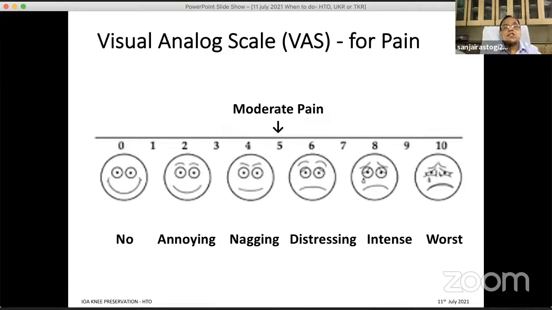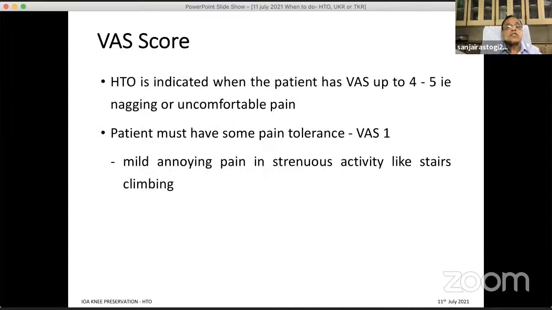Now we are treating these patients for pain. It is like treating blood pressure without measuring blood pressure, treating diabetes without finding blood sugar. So we must evaluate what the pain is, which is very simple. In the VAS score, 0 is no pain, 2 is annoying pain, 4 nagging pain, 6 distressing, intense is 8, and worst is 10. But if you don't want to get into all these details, if we come just to the middle point, moderate pain, a patient from 0 to 5, or say 2 to 5, would require HTO, and more than 6 would require knee replacement because it's an advanced lesion.